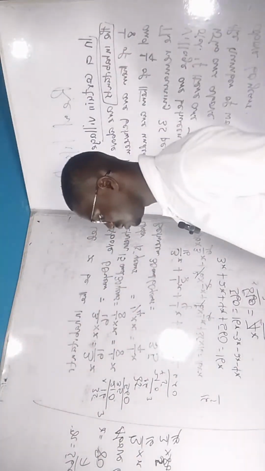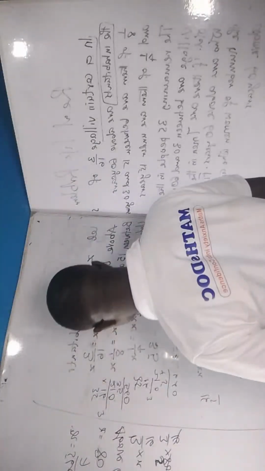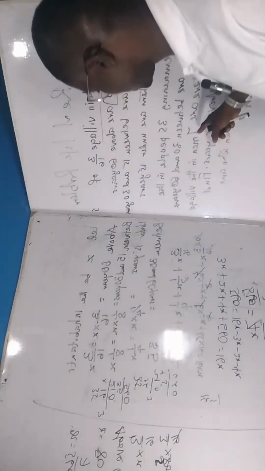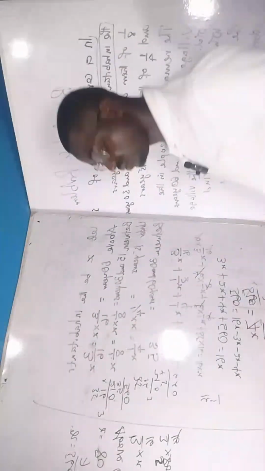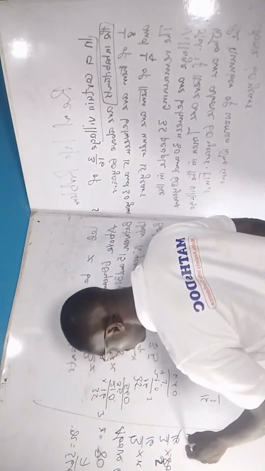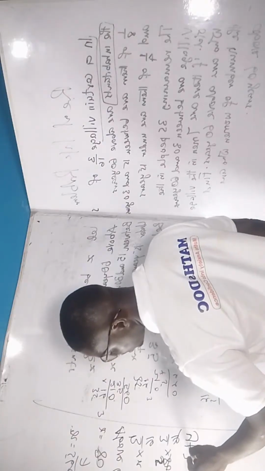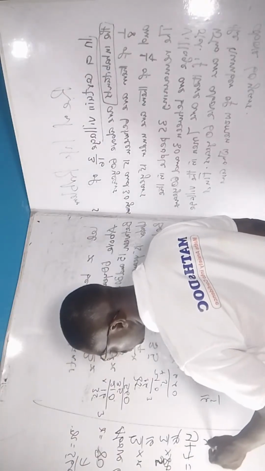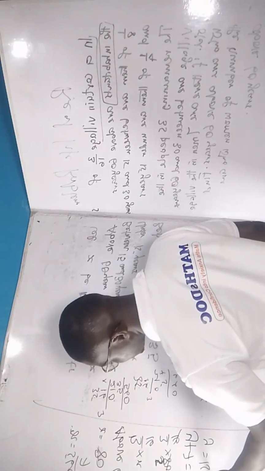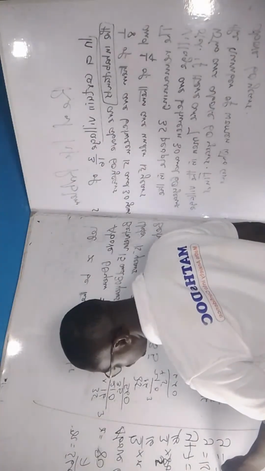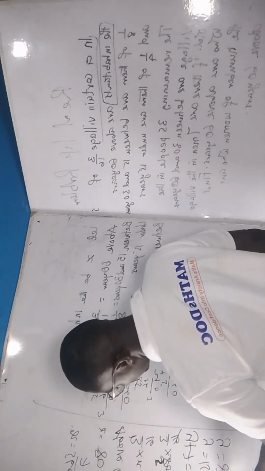Good. So now if 15 people are above 60 and 7 of them are men, how many of them are women? So y plus 7 is equal to 15. So y is equal to 15 minus 7. y is equal to 8 women.